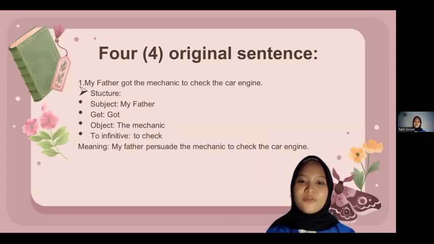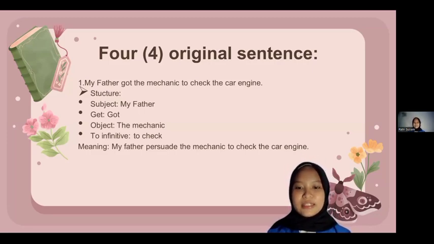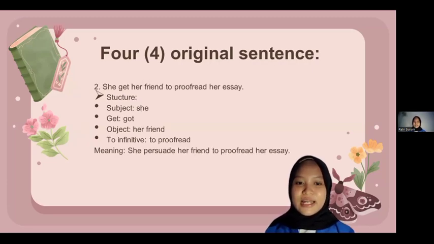Next is the original sentences. Number 1 is my father got the mechanic to check the car engine. The structure is the subject my father. The verb is got because it is in the past. The object is the mechanic and the to infinitive is to check. The meaning is my father persuaded the mechanic to check the car engine. Number 2 is she got her friends to proofread her essay. The structure is she, the verb got, the object her friends, and the to infinitive to proofread. The meaning is she persuaded her friends to proofread her essay.